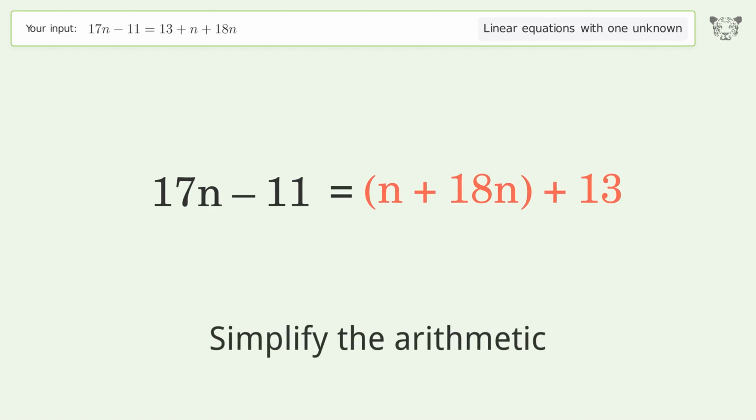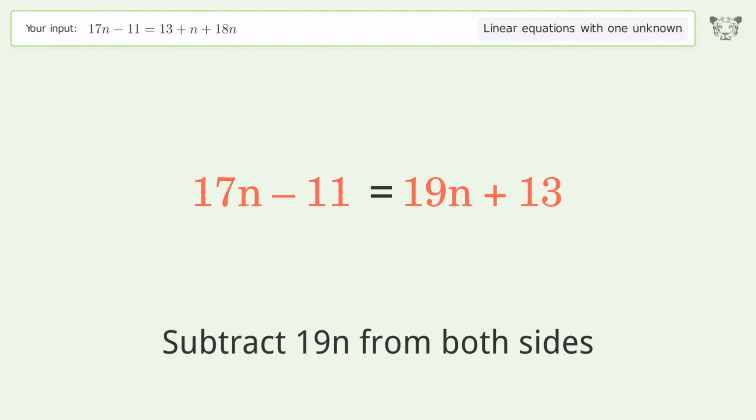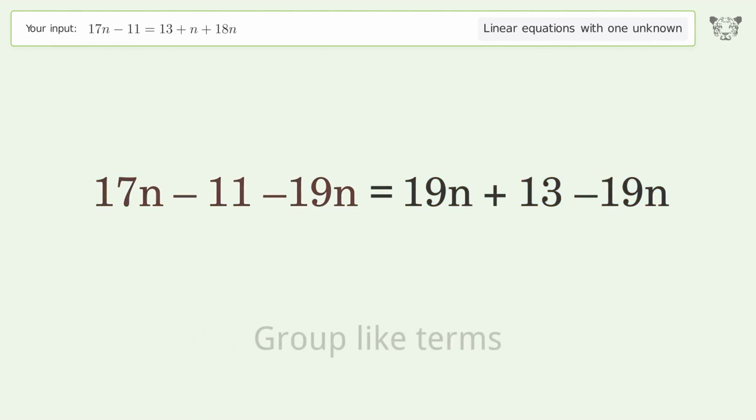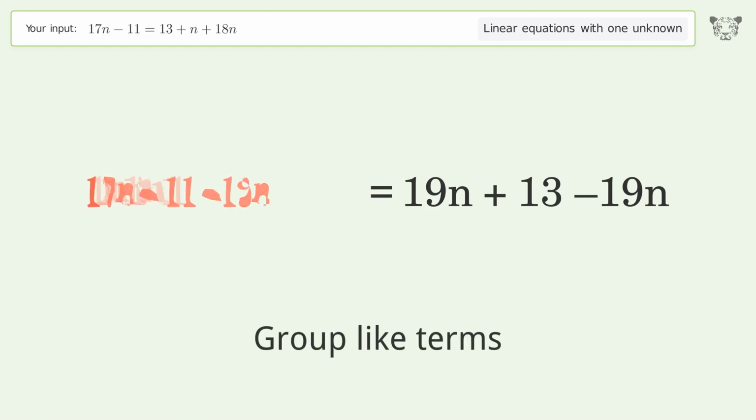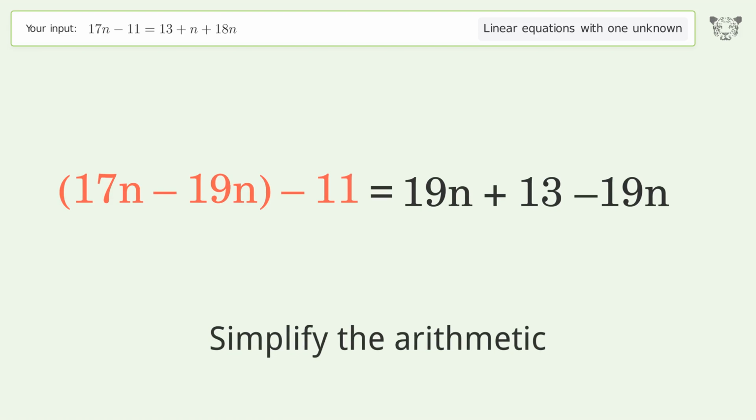Simplify the arithmetic. Group all n terms on the left side of the equation. Subtract 19n from both sides. Group like terms. Simplify the arithmetic.